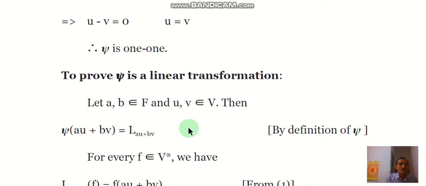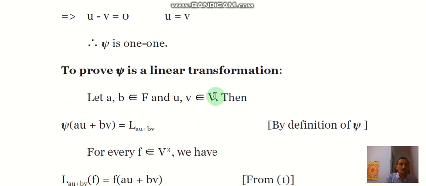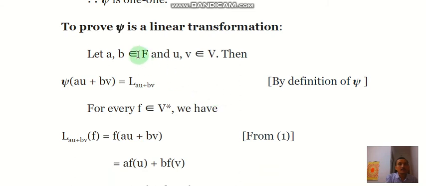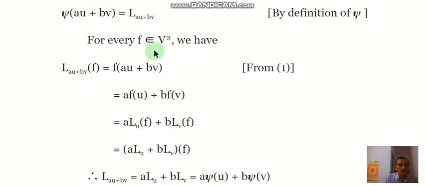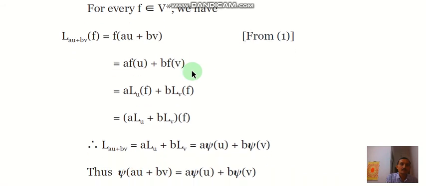Next, to prove that psi is a linear transformation, again take a, b belongs to F and u, v belongs to V. Then psi(au plus bv), by definition of psi, is equal to L_(au plus bv), and for every f belongs to V*, we have L_(au plus bv)(f) equal to f(au plus bv) by definition from 1.